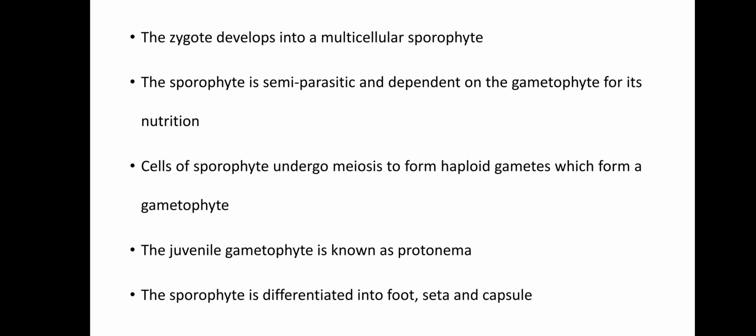The sporophyte is semi-parasitic, that means partially or fully dependent. In some bryophytes, they are partially dependent on the gametophytic plant. In many bryophytes, they are fully dependent on the gametophyte for their nutrition. Cells of the sporophyte undergo meiosis to form haploid spores which form a gametophyte. The juvenile gametophyte, that means the firstly formed gametophyte, is known as protonema. The sporophyte, which is formed by differentiation of the zygote, has foot, seta and capsule.